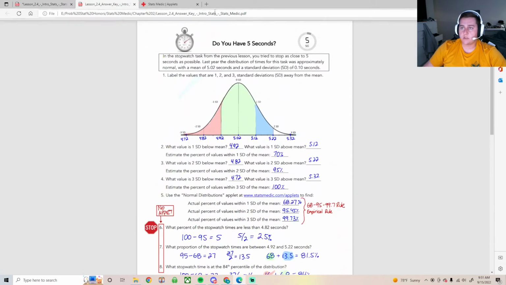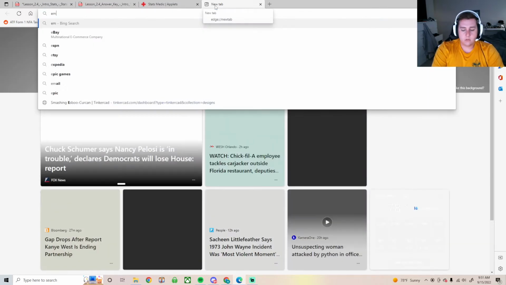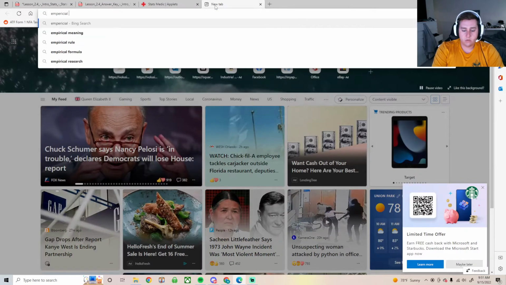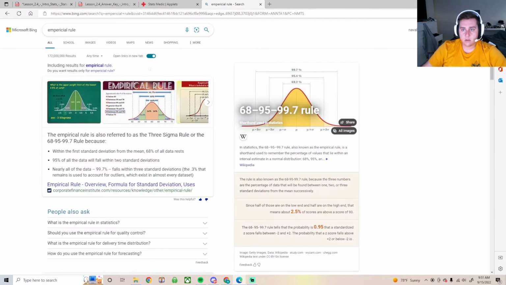And it's not on the answer key. That's strange. Empirical rule. I totally spelled that wrong, but that's okay.